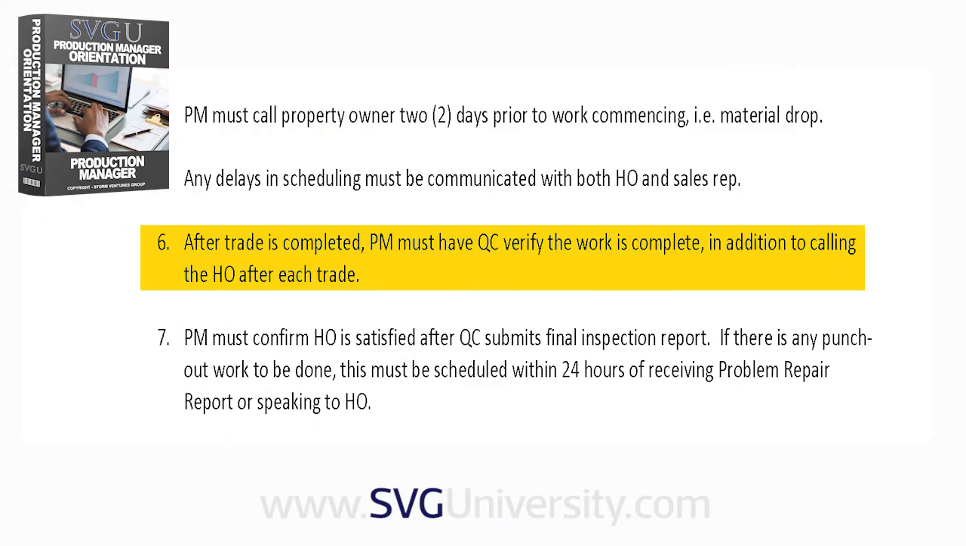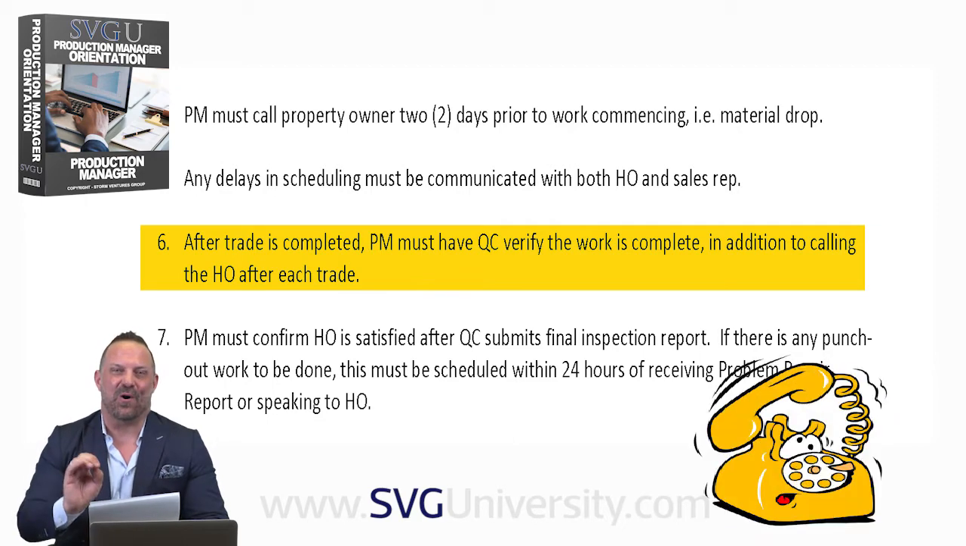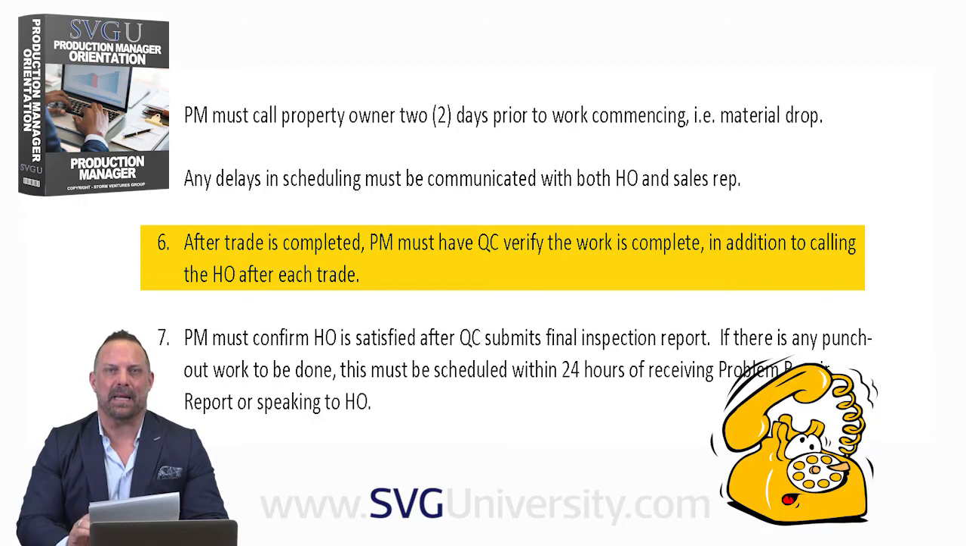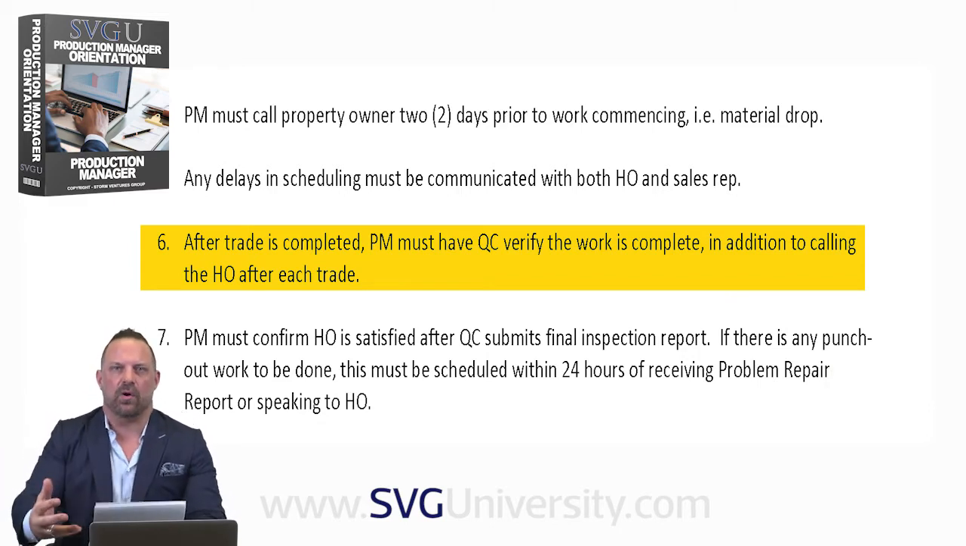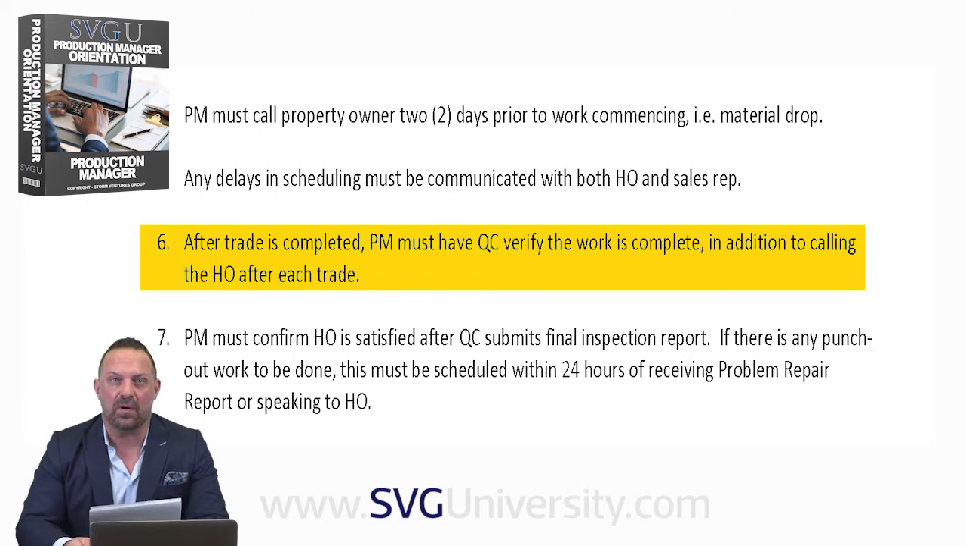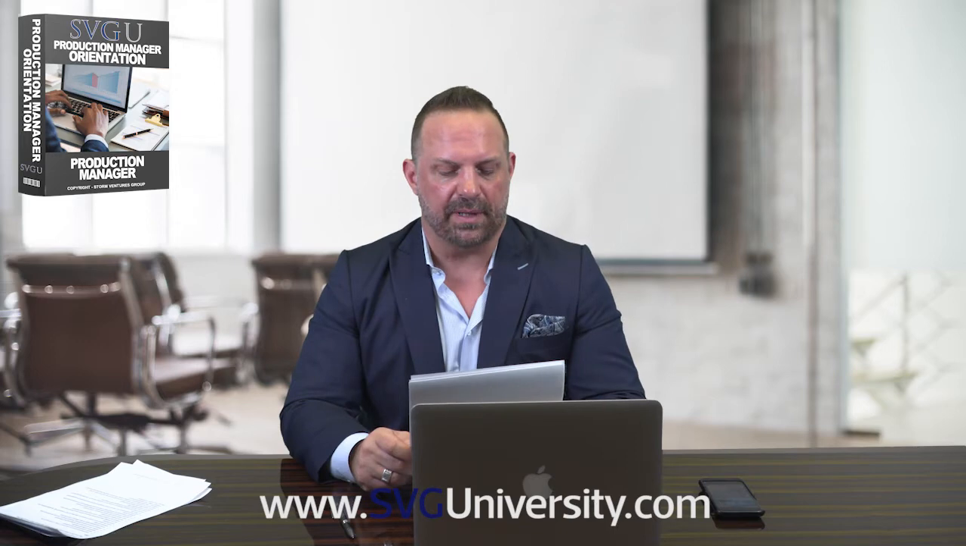Number 6, again, guys, after each trade is complete, the office production manager must call the property owner, make sure they're happy and that the work is complete. How the heck are you going to pay a sub bill if you don't know the work's actually complete just because they turned in the invoice? Somebody's got to go check the work. I know some of you guys might not have a field QC. Maybe you're using a sales associate. Maybe the sales associate's not around, but at least call the customer and verify work's complete.